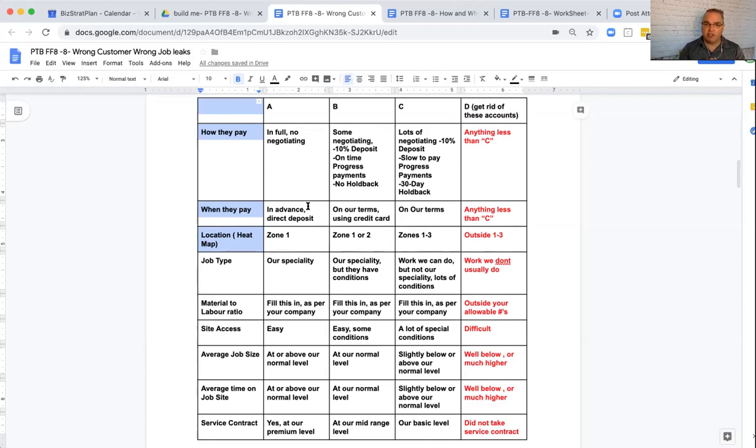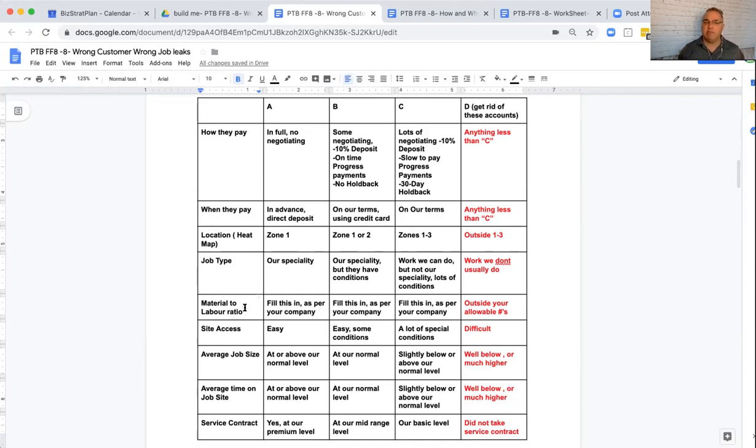You put your own definitions in there, but an A client pays in full with no negotiating. That's one of the first rules for me. And the second one is they pay in advance, 100% in advance, and the money is in my account. How's that for a reframe of what a perfect client is, right? The job type falls within our specialty. Sorry, the location on our heat map, which we'll talk about, the location is zone 1. You probably figured out what zone 1 is already. It's that core zone that we're good at getting to, we know how to get to, we're set up to go to.